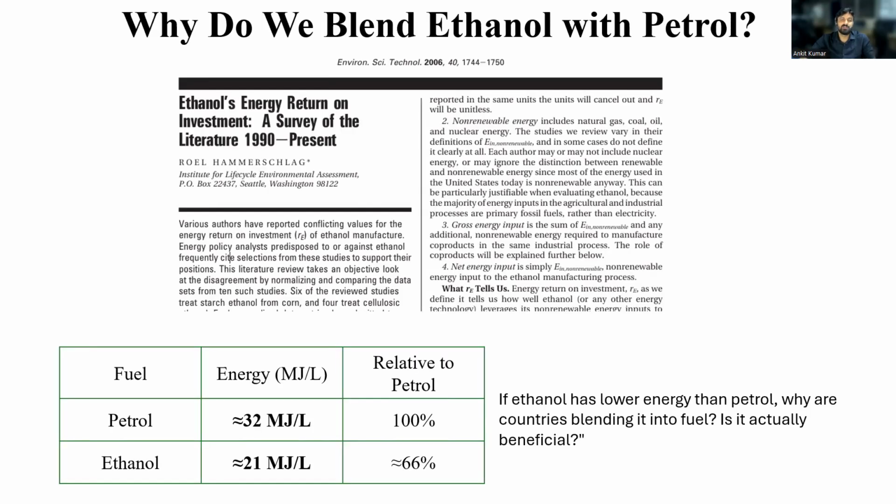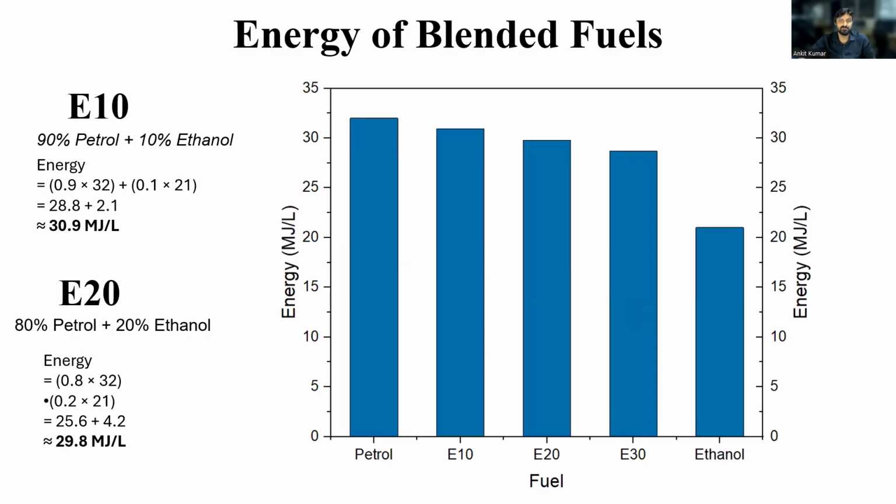I have also answered various questions, like why do we blend ethanol with petrol, and if ethanol has lower energy than petrol, why are countries blending it into petrol, and whether it is actually beneficial or not. I discussed the results from this paper, which are approximate results. Then we have also seen how we can calculate the energy of blended fuels like E10, E20, and E50, and then we compared the energy of all of these fuels.